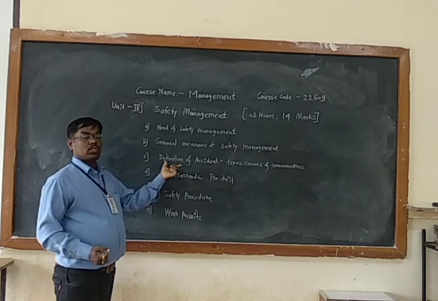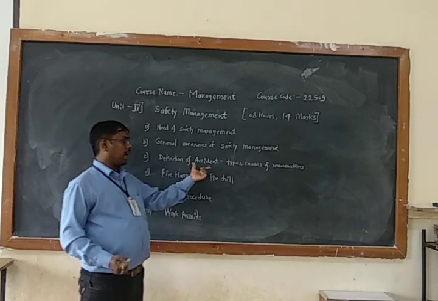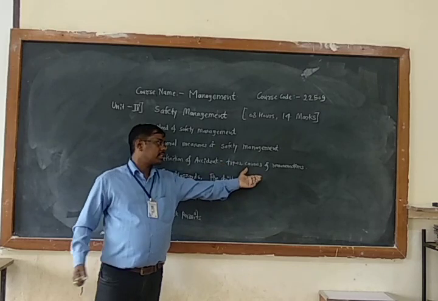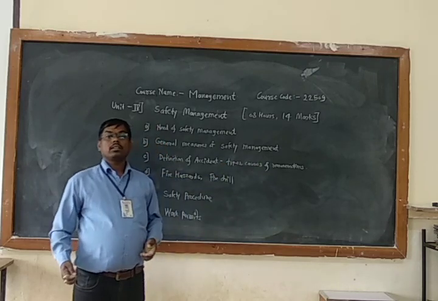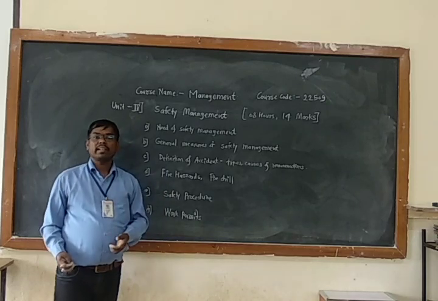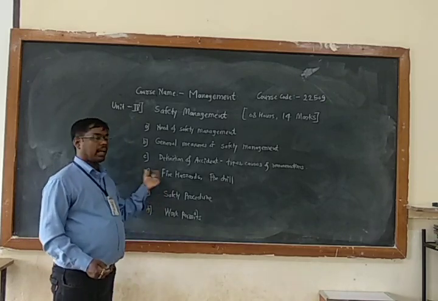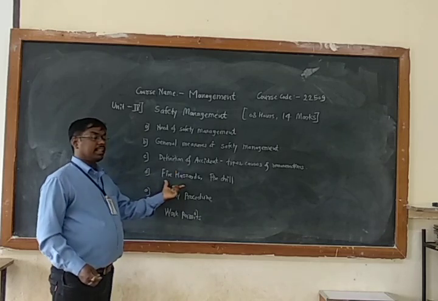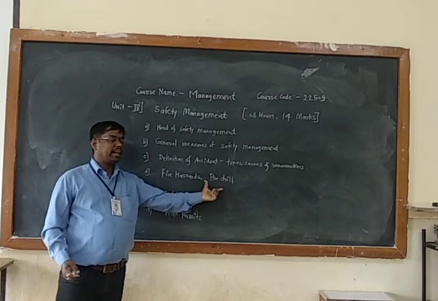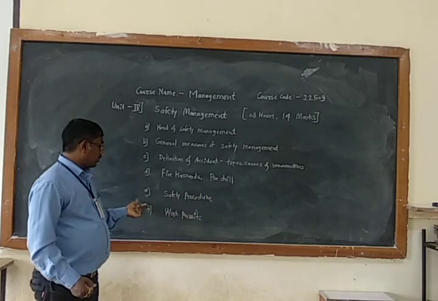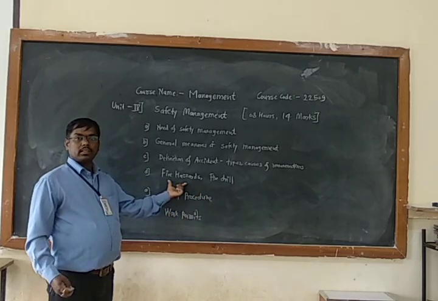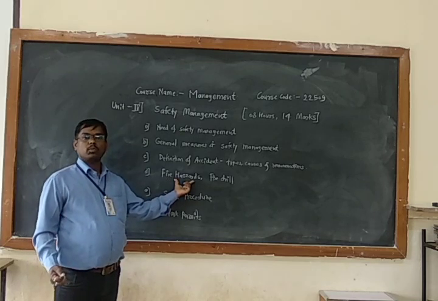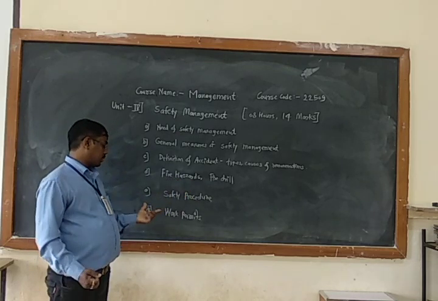Then the definition of accident, what is meant by a particular accident, its various types, causes of that accident, and the compensation which should be given by the company for an accident will be discussed in this third topic. The fourth one is nothing but fire hazards and the fire drill. It is also one type of accident which occurs in various industries, and how it should be compensated, that we will discuss.